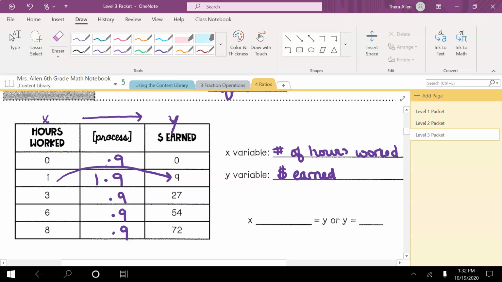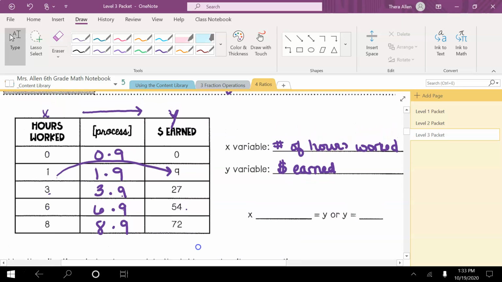So 0 times 9 gives me 0. 1 times 9 gives me 9. 3 times 9 gives me 27. 6 times 9 gives me 54. And 8 times 9 gives me 72. So the process is the number of hours worked multiplied by 9.